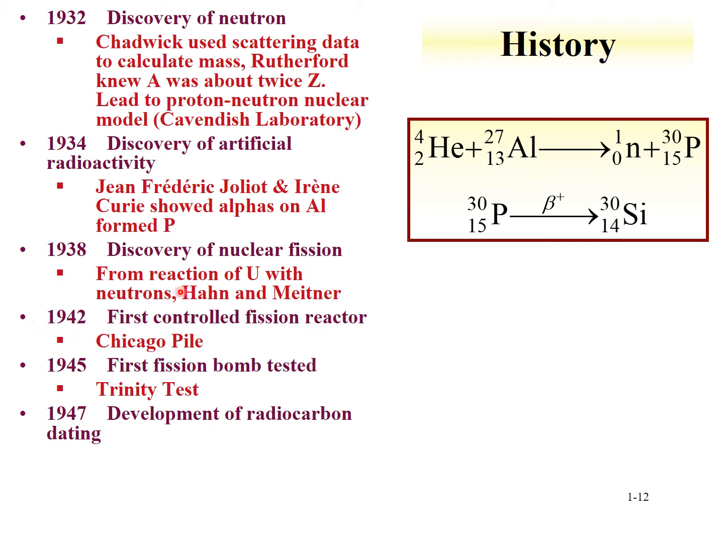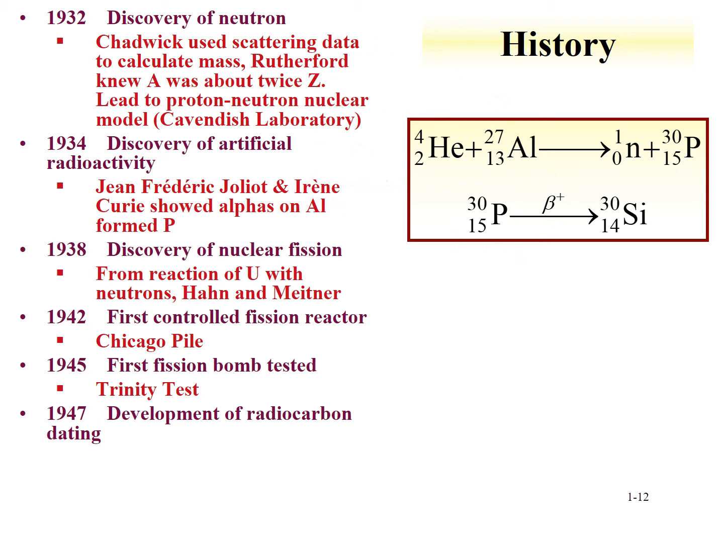But in 1942, Enrico Fermi and others made the first fission reactor at the University of Chicago. It's called the Chicago Pile. 1945 was the Trinity test, where first a plutonium and then eventually a uranium device was tested. And then in 1947, radiocarbon dating was explored as a way of dating material. So within this period, artificial radioactivity was a rather large advancement, showing that isotopes that are somewhat different could be formed.